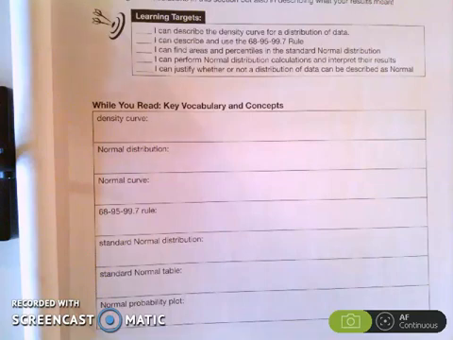One way to prove if a distribution is normal is to check, is approximately 68% of the data within 1 standard deviation away from the mean? Then check, is approximately 95% of the data within 2 standard deviations of the mean? And check again, is approximately 99.7% of the data within 3 standard deviations of the mean? That's one way to justify.